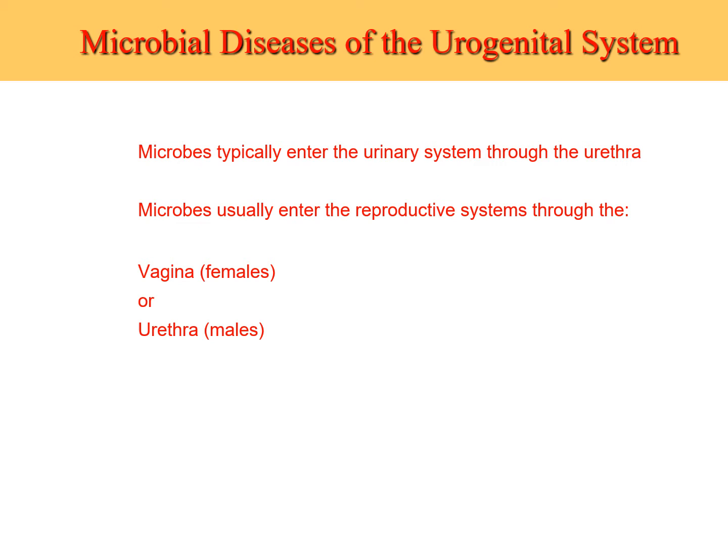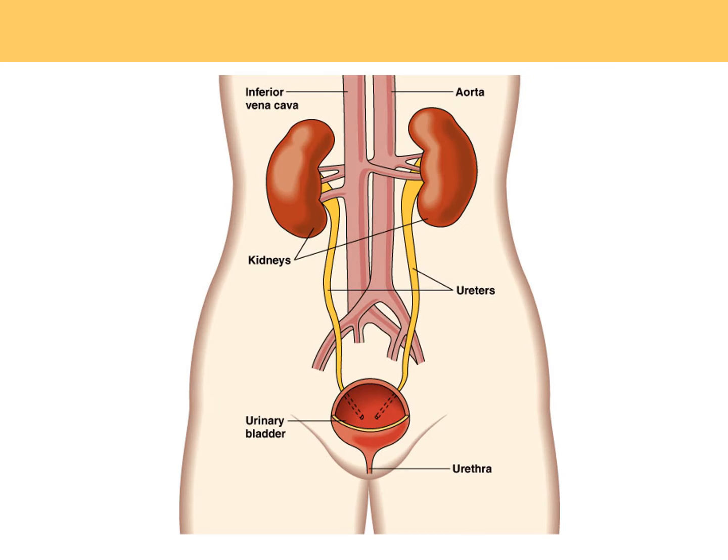And in terms of entry into the reproductive systems, in females it's via the vagina, and in males it's via the urethra. Which, if you understand your anatomy and reproductive biology, is a no-brainer.